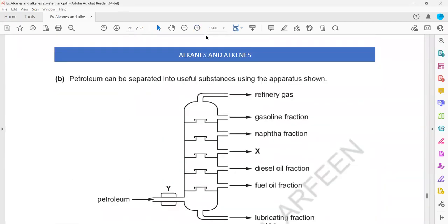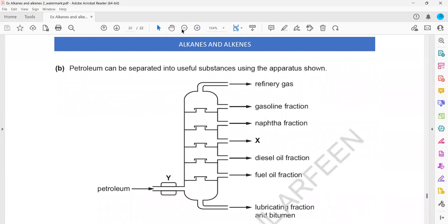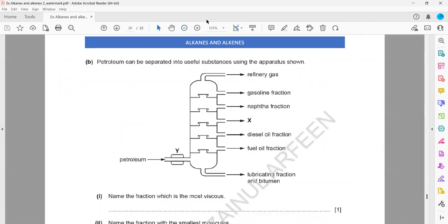Petroleum can be separated into useful substances using the apparatus that is the fractionating column. You can see different fractions there: refinery gas, gasoline, naphtha, X, then diesel oil, fuel oil, and lubricating fractions or bitumen. Name the fraction which is most viscous or thick. Bitumen. Because as we go down, the number of carbons increases and it becomes more viscous or thick.